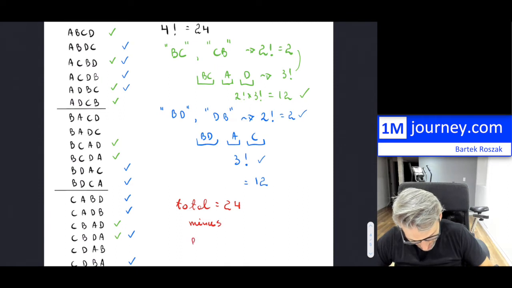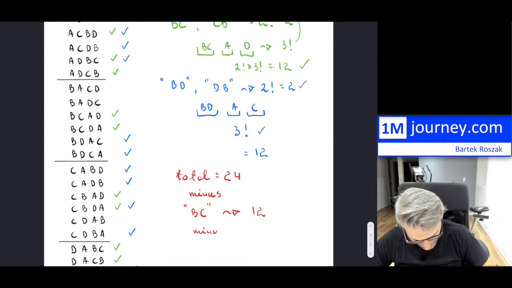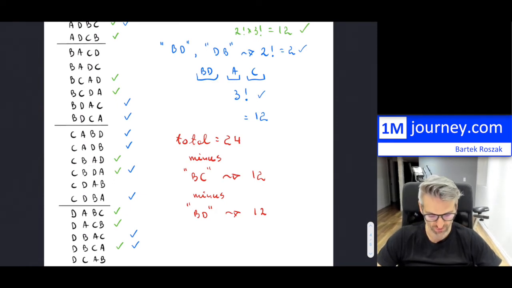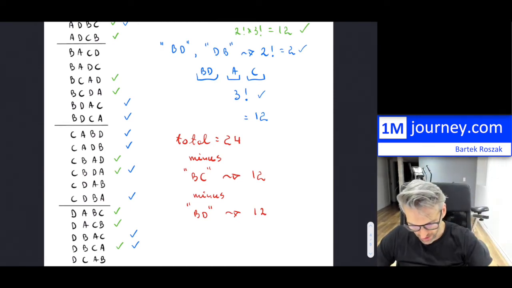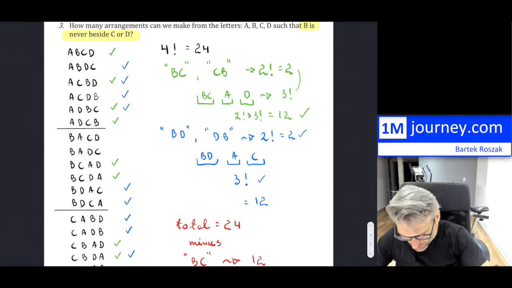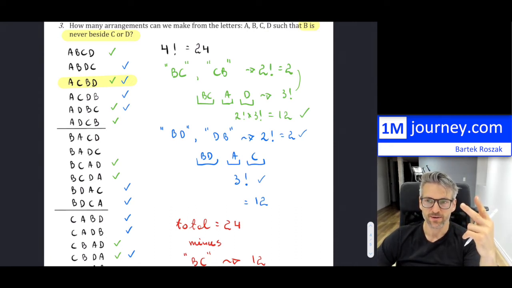When are B and C together? So that was 12 ways, right? And then minus again, when are B and D together? But that's also 12 ways. So you'll get 24 minus 12 minus 12, which is going to be 0. So what has gone wrong? Well, you're actually counting certain things 2 times. Here B and C, or C and B are together, and B and D are together. So you've counted them twice, right?